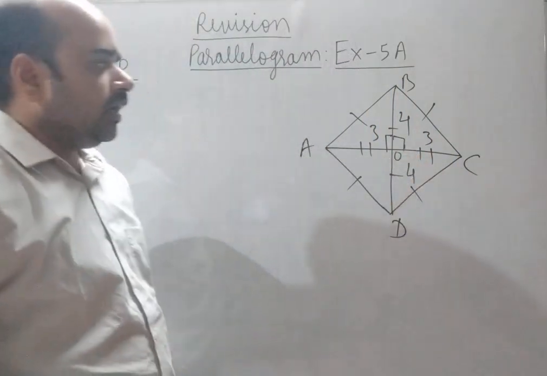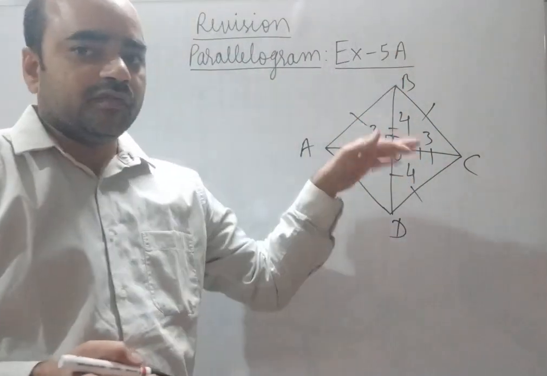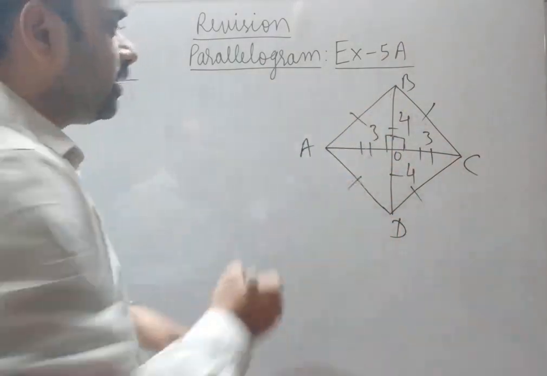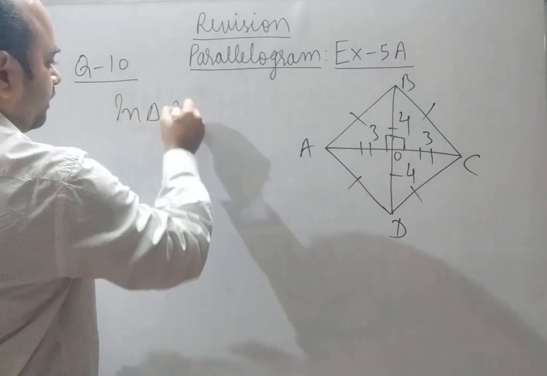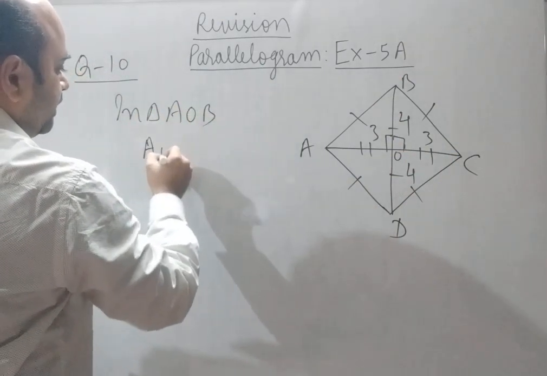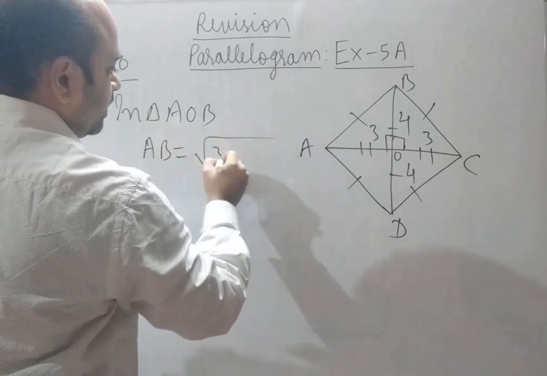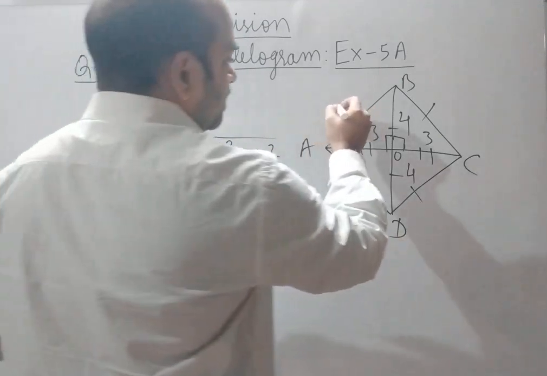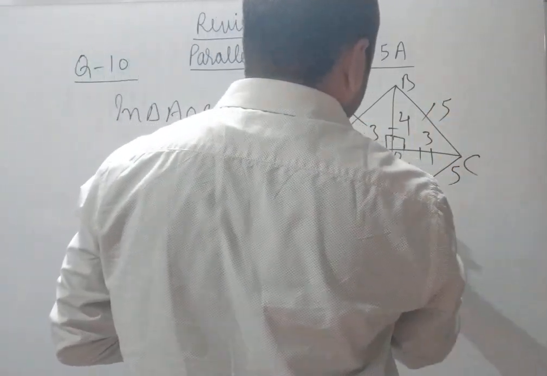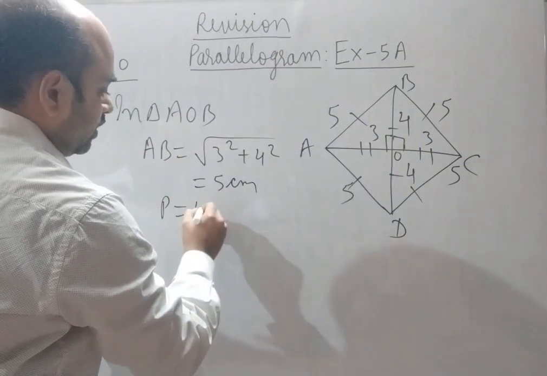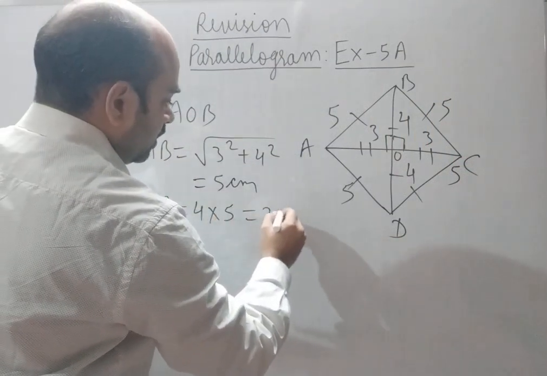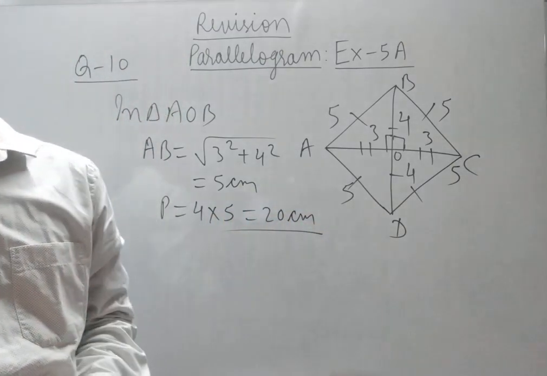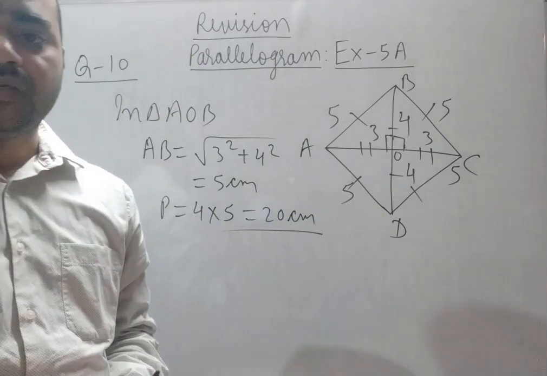Suppose this is O. Now, since diagonals bisect each other, therefore we will take half. 4, 4, 3, 3 and diagonals are perpendicular also. So, therefore in triangle AOB, we can find AB, that is under root 3 square plus 4 square, that is 5 centimeter. So, rhombus means all sides are equal, 5, 5, 5. So, perimeter will be 4 into 5, that is 20 centimeter, correct? Now next question we will solve from question number 16, 18, 22.